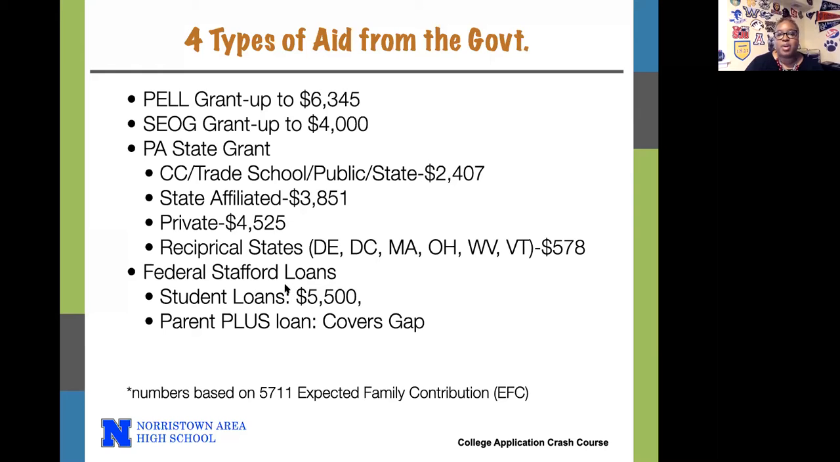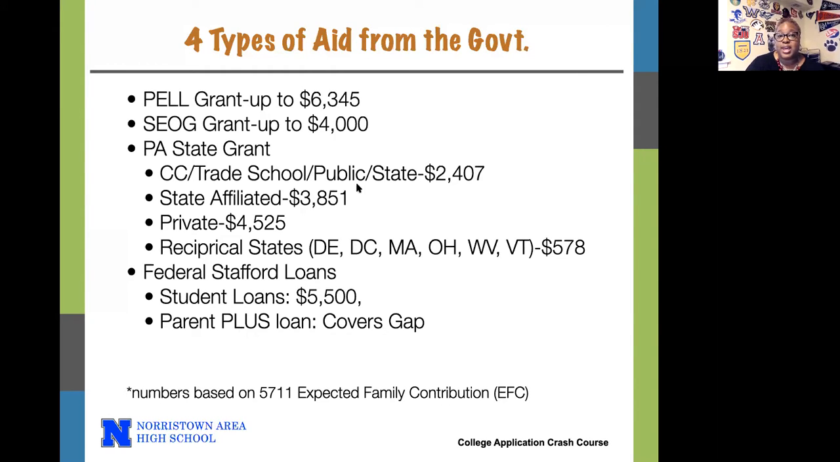And then here are the loan amounts that you could be offered when you do your FAFSA. So you can get up to $5,500 in federal loans. And then parents can also be offered something called the Parent Plus loan. What the Parent Plus loan does is cover the gap that's left over on your bill after they give you these things and maybe some grants or scholarships from the school, okay?